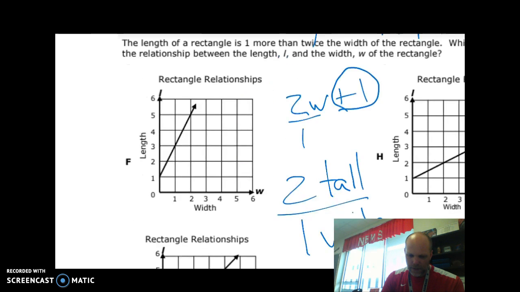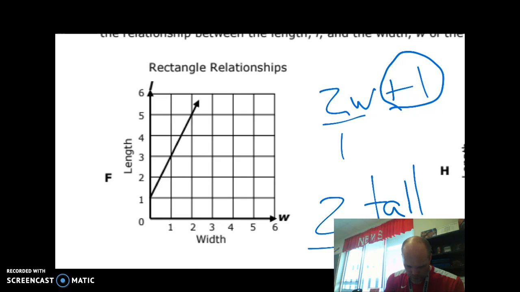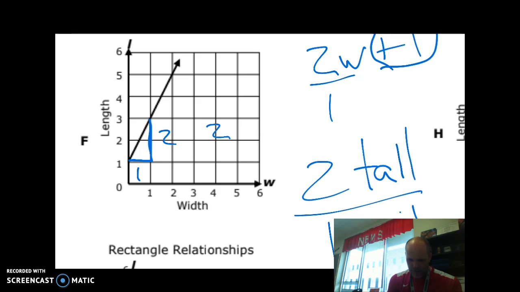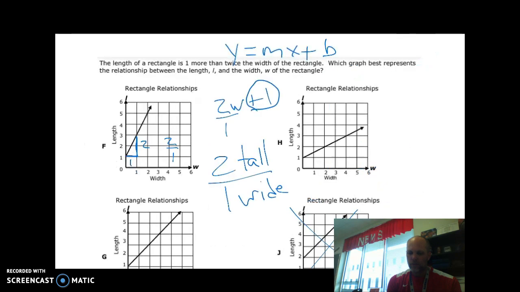So let's go to the first one here. Turn it into a triangle like that. How tall is that triangle? 2. How wide is that triangle? 1. Is that 2 tall and 1 wide? Yes. That's 2 over 1. That's 2 tall and 1 wide, and that's what we're looking for. It's F. Why is it not H, though?